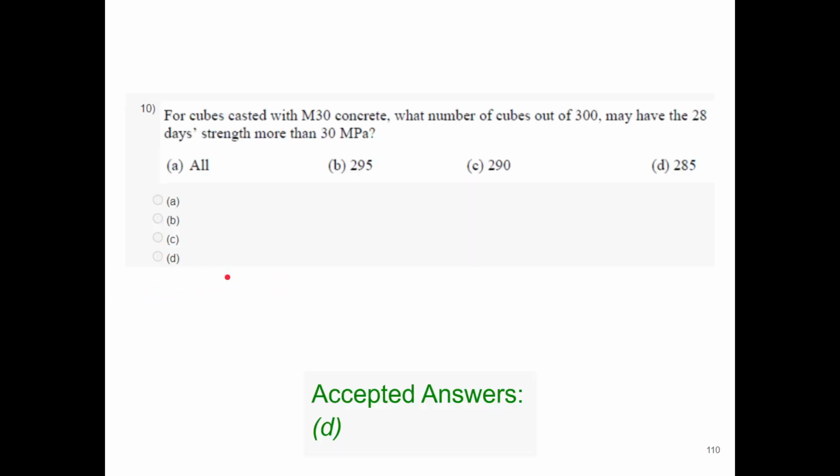As you can see, D is the correct option, right? As we discussed multiple times, the characteristic strength is defined as the strength of material below which not more than 5% of the test results are expected to fail. In other words, more than 95% of the test results will pass. So for 300 cubes, at least 285 cubes will have strength equal to or more than that, as per the characteristic compressive strength definition.